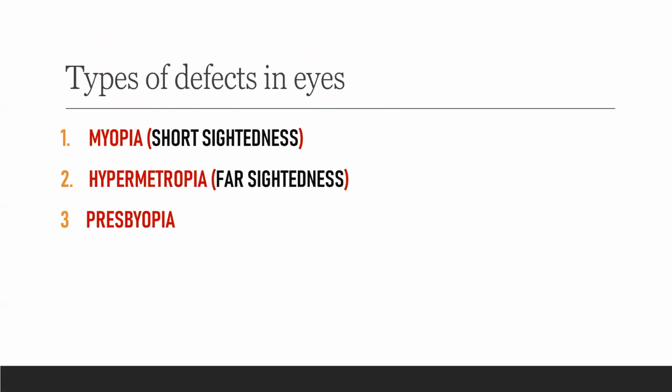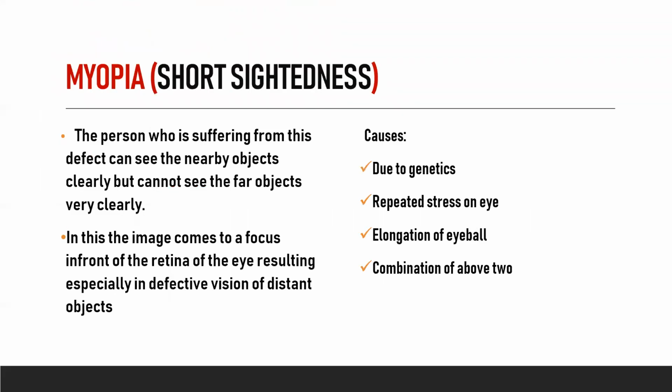First of all, let us learn the types of defects. There are three types. The first is myopia, also called short sightedness or near sightedness. The second is hypermetropia, which is known as far sightedness or long sightedness, and the third is presbyopia. First we should know what myopia or short sightedness is. A person suffering from this defect can see nearby objects clearly but cannot see far objects clearly, right?